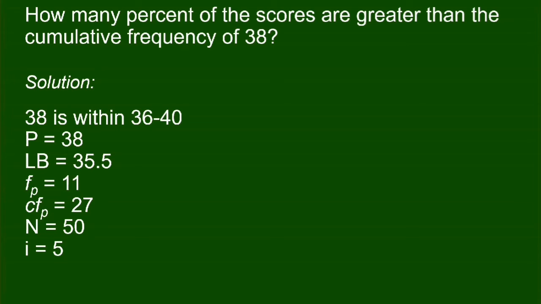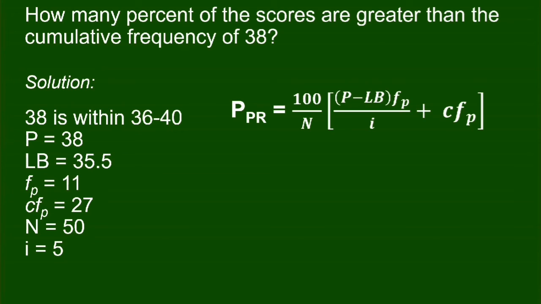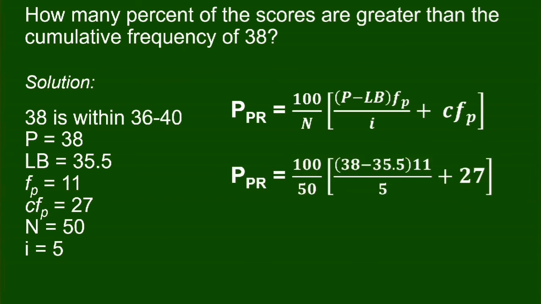So just what we have done a while ago, you are going to apply the formula in solving for the percentile rank for grouped data. After that, you are going to interpret the result. Okay, so let us now check your work. So applying the formula for the percentile rank, which is equal to 100 all over n times the quantity P minus LB times F sub P all over I plus CF sub P.